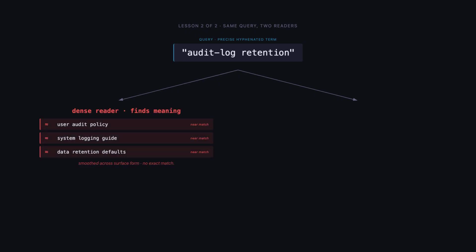2. Even when the dense reader works, it works on meaning. It doesn't work on words. Ask it for audit log retention, a precise hyphenated term, and it will smooth across the surface form and miss the exact match. Product codes, ticket numbers, method names. 2 different failure modes, same fix.